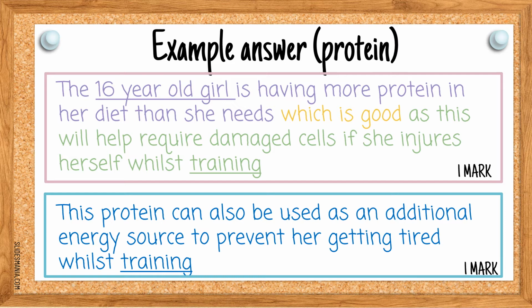We've then went on and provided more detail in blue, which is our developed consequence, and that would get us a 2nd mark. So we've provided an additional function of protein, and we've stated that this protein can also be used as an additional energy source to prevent her getting tired whilst training. So we've given a 2nd function of protein, and we've also been specific to the person in the question by stating that she's not going to get tired whilst training.